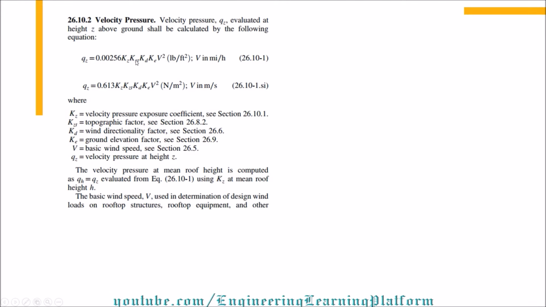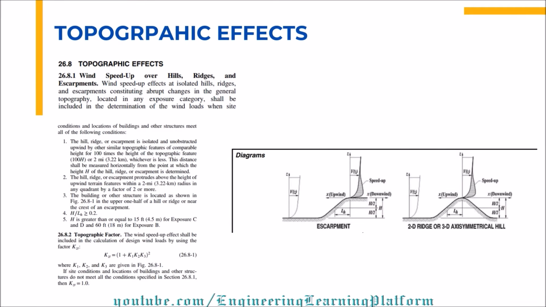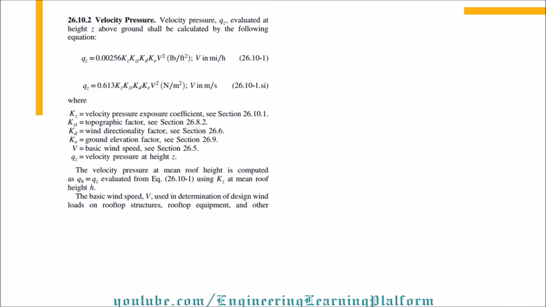Then KZT is the topographic factor. Let us go and check what its value should be taken as. If the site conditions and location of buildings and other structures do not meet all the conditions specified here, then you can take KZT equal to 1. So if your site is not on a hill or any ridge, you can take KZT as 1.